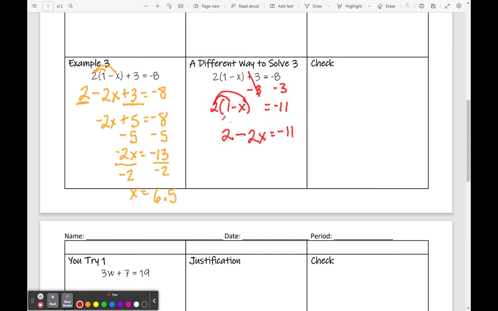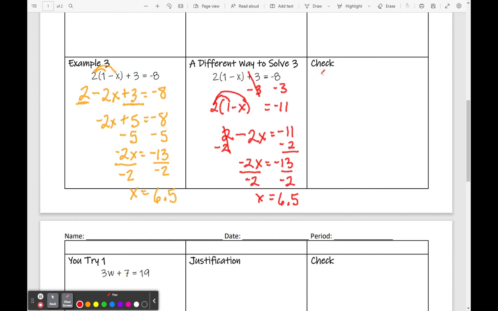Isolate the variable by inverse operations. I have a positive 2, so I'm going to subtract 2 from both sides. 2 minus 2 is 0. I have a negative 2x equals negative 11 minus 2, which is negative 13. Remove the coefficient using inverse operations. Divide by a negative 2 on both sides. And x is equal to 6 and 5/10. Either way, you're going to get the same answer. You have to choose which way makes the most sense for you.